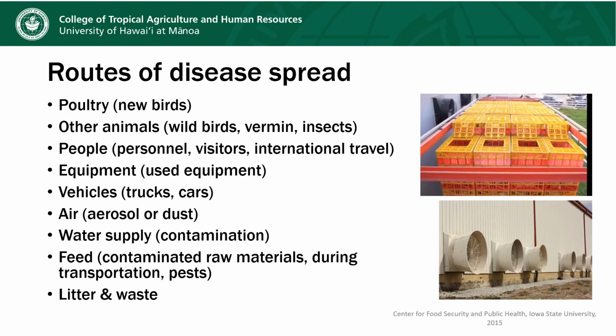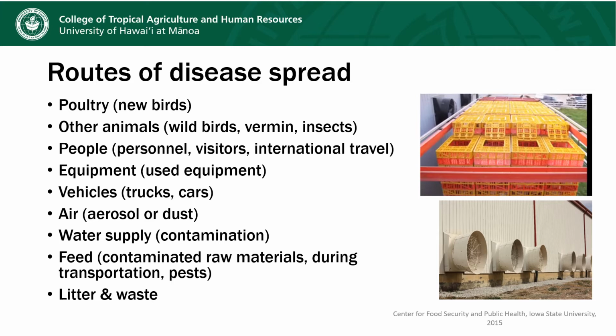Diseases can be spread in a number of different ways, from introducing new poultry onto your farm, from other animals that may enter your farm, such as wild birds, vermin, such as rats or mice, or even insects. People themselves can be a source of disease onto your farm, whether it's your own workers or visitors. Borrowing equipment or purchasing used equipment can be a source, and vehicles such as trucks or cars.